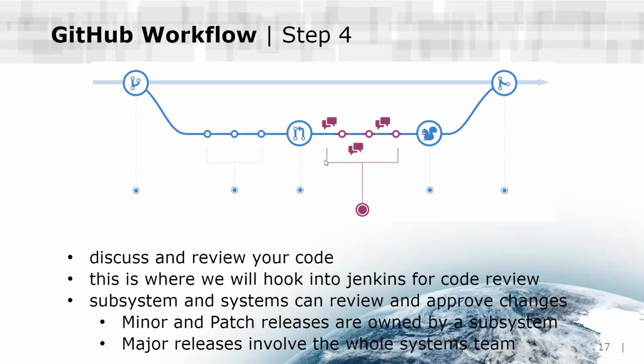So, we've created our pull request. We're going to discuss and review our code. This is where we will hook into Jenkins. Jenkins will have whatever specific builds and tests it does for your specific team, and it should populate the pull request with what passes, what fails, etc.